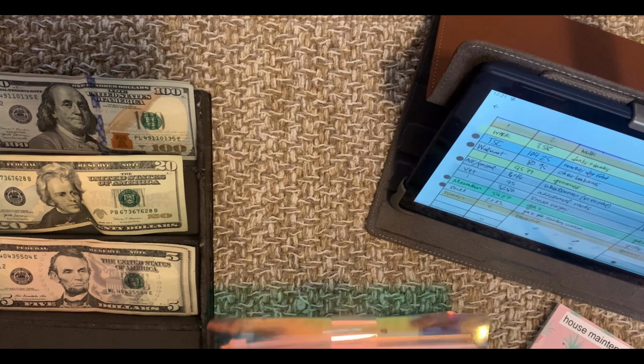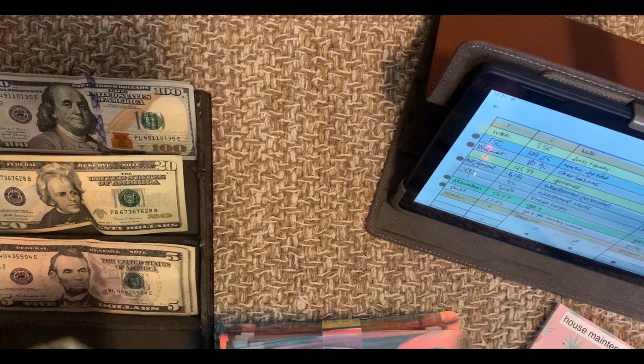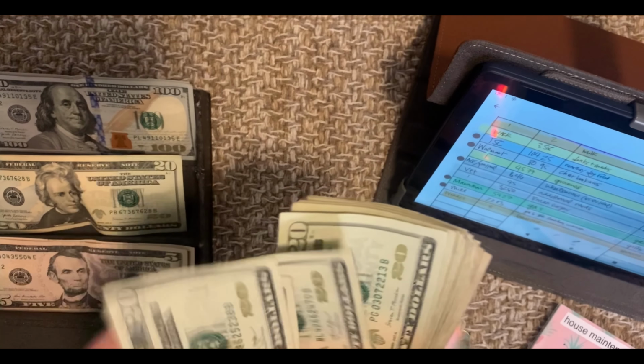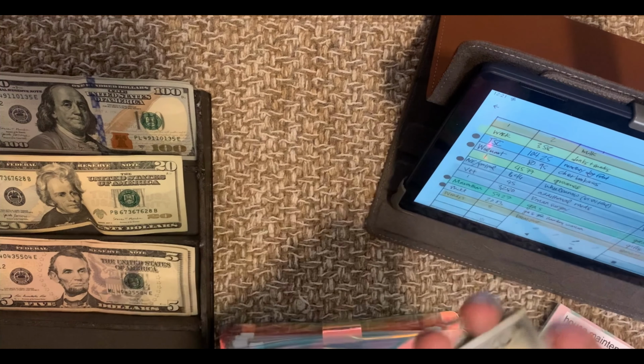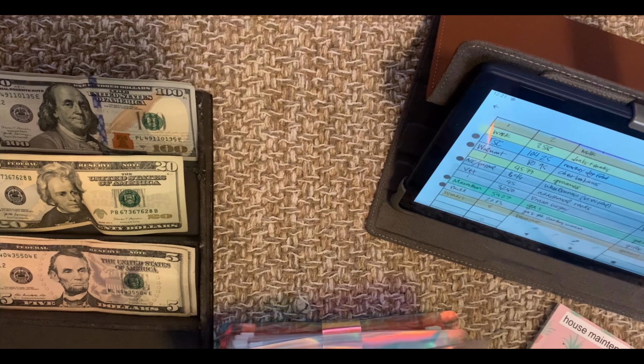I ordered some bookcases, so that's going to be a home reno. That came out to be $80.95. We'll do 80. So 20, 40, 60, 80. I'll put that 100 back. That's been paid.